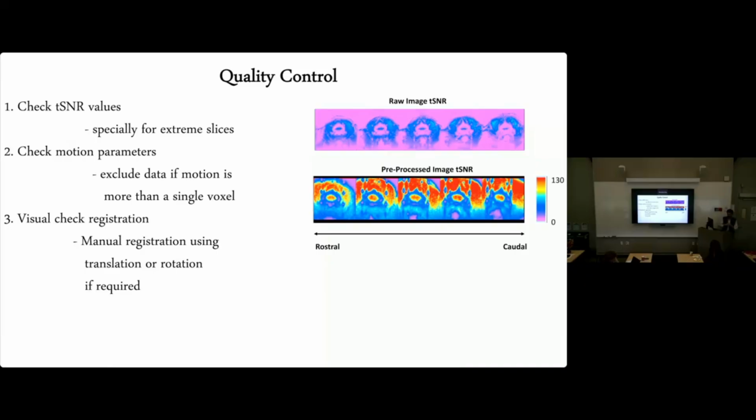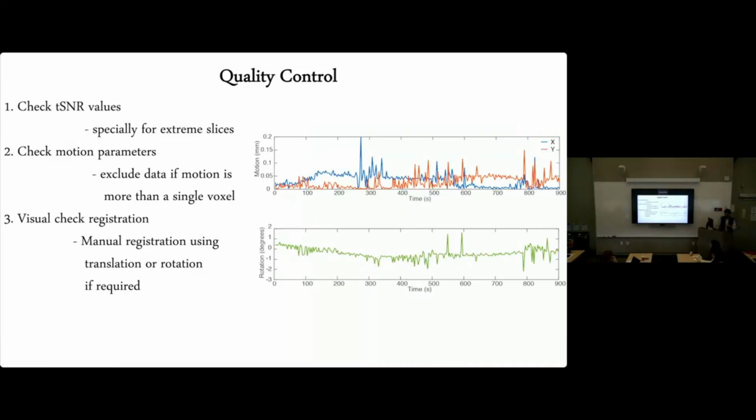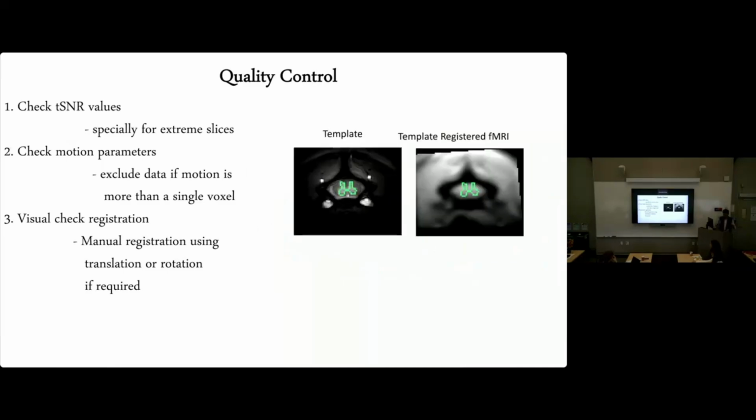One final thing is that we always go for a visual check of registration, because as much as these registration softwares give us very good and optimized results, it is not 100% perfect even in animals, and I don't think in humans also, maybe. So we do check registration after each scan, and do it manually if that is required. So yeah, these are the motion parameters that I was talking about, and we do check the registration, and if required, we do some manual registration too.